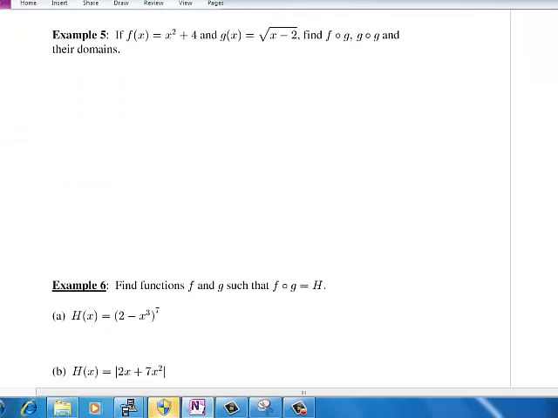So a few more examples here. It's not that finding the formula for the composition is that complicated, but finding the domain is something new from the previous math course. So hopefully that's starting to make some sense. So here we want to find f circle g and g circle g and their domains.